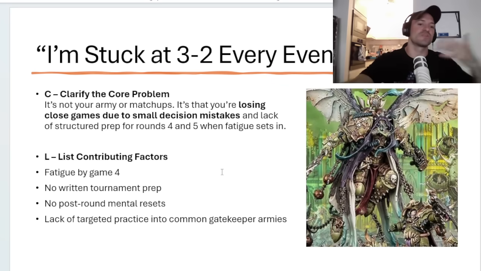Now, we're going to list contributing factors. Well, fatigue by game 4. Well, this could be really, really as simple as, oh, I didn't sleep enough on Saturday night. Maybe I never sleep enough on Saturday night. Maybe I work all week long and I'm in a huge sleep deficit and I'm only sleeping 5 hours a night.